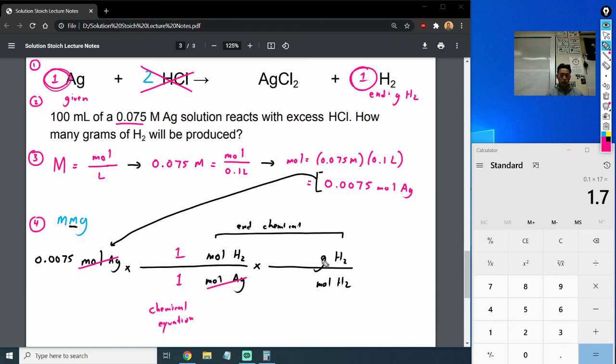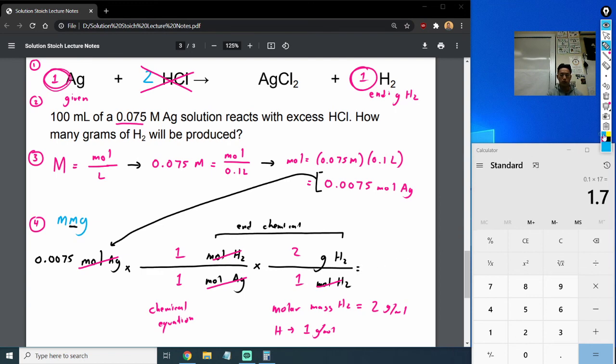Since we have grams and moles on the same fraction, we're going to use the molar mass of H2. So if you go on your periodic table and you look for H, it's just 1 gram per mole. So H2 is 2 H's, so it's going to be 2 grams per mole. So the molar mass of H2 is going to be 2 grams per mole. So I'm going to put a 2 next to grams, 1 next to moles, and I'm going to let the moles cancel out.